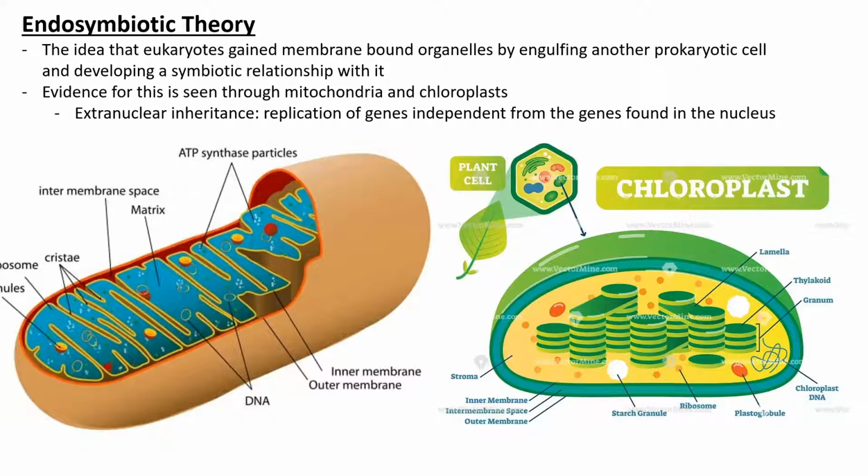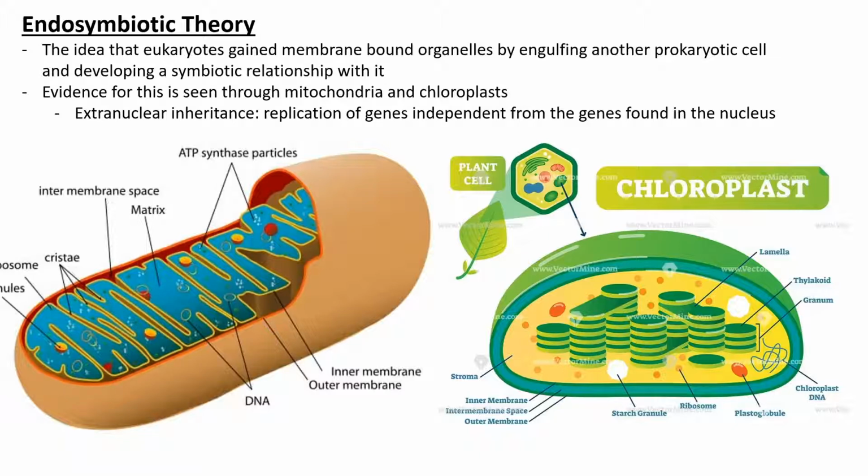This brings us to the endosymbiotic theory. This is the idea that eukaryotes gained membrane-bound organelles by engulfing other prokaryotic cells and developing a symbiotic relationship with them. Don't forget, the symbiotic relationship means that both organisms need one another and benefit in the relationship.